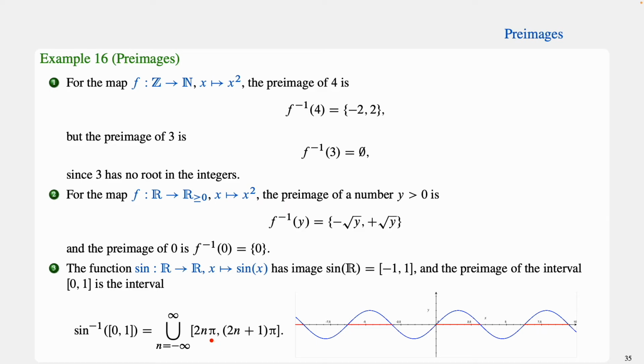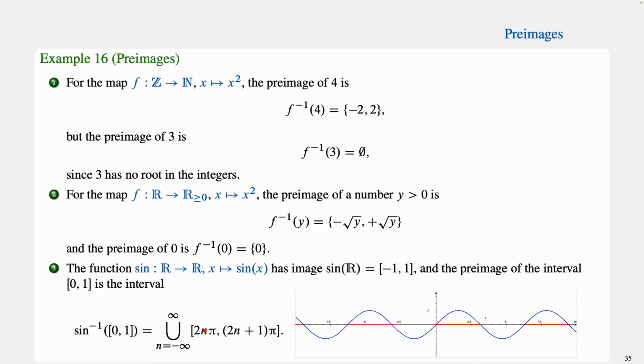And it's always the union of an interval going from an even multiple of pi to an odd multiple of pi. So for example, if we look at n equal to 0, then we take the interval from 0 to 1 pi. The next is an interval going from an odd multiple of pi to an even one. Those ones are not included here.